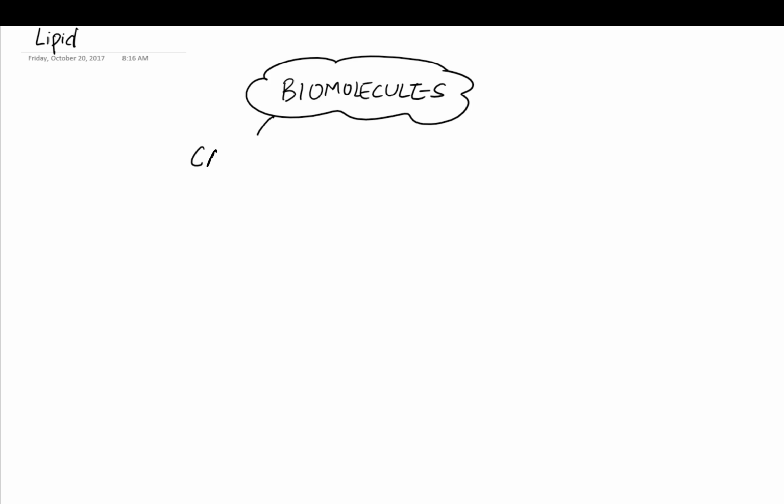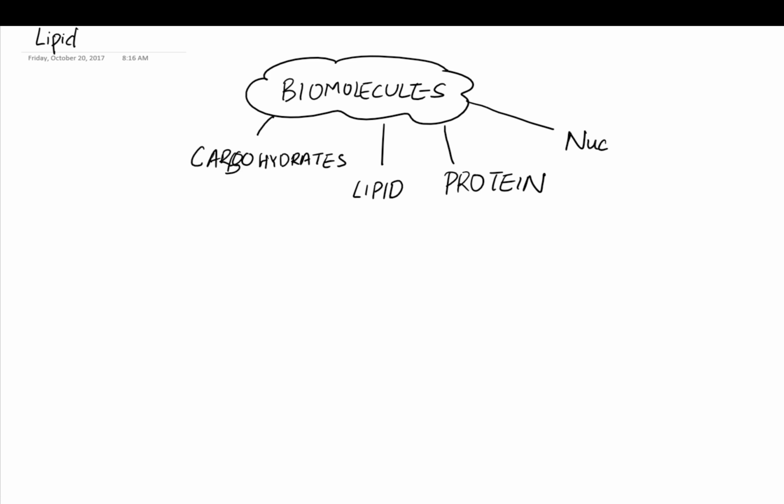So right now we're learning biomolecules, right? We learned that there are 4 types of biomolecules, which are carbohydrates, lipid, protein, and last but not least, nucleic acid. And today our focus is going to be on lipid.